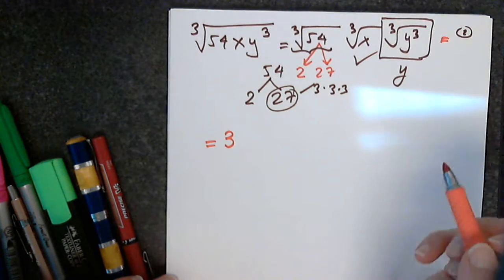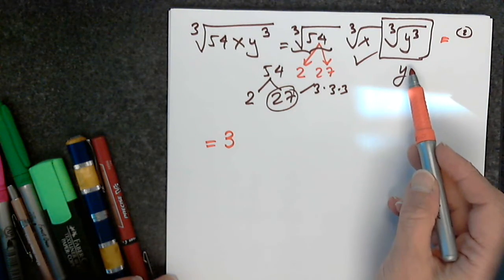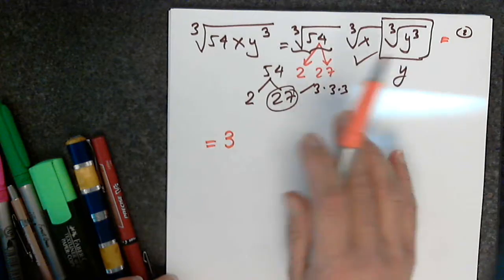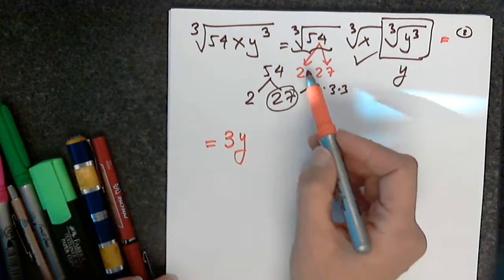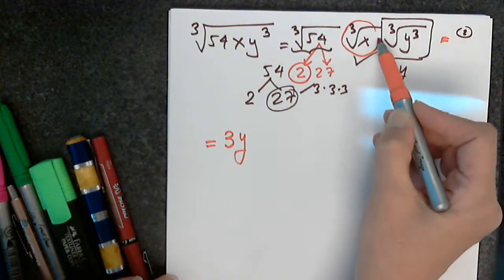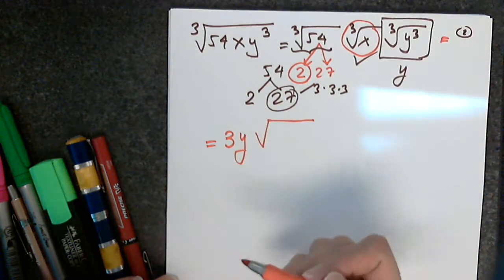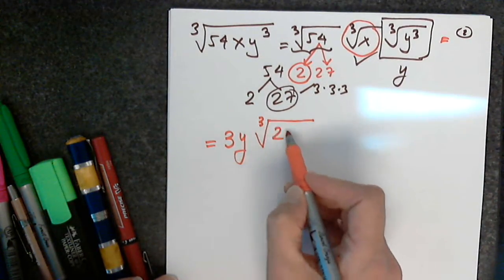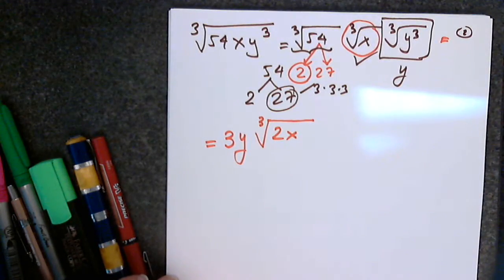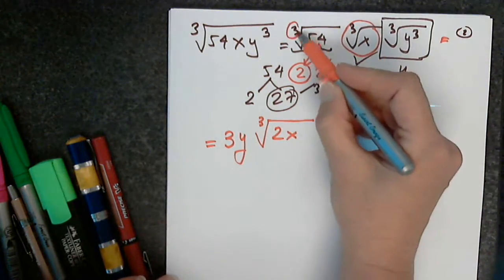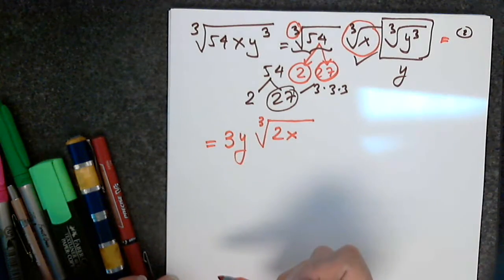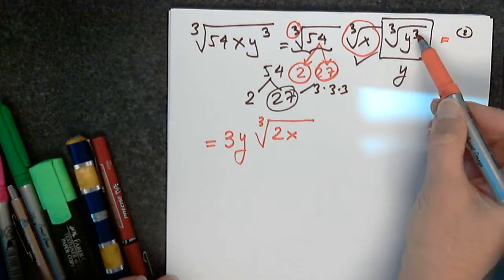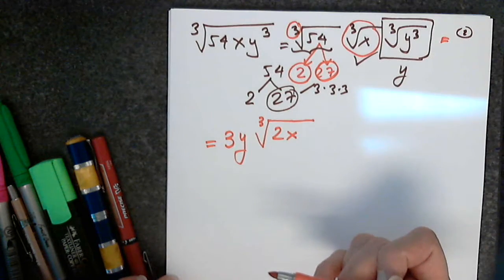3. There is no square root here. 3y. And this is left over and this is left over, and they have to be under what root? Yes, 2x. Where did 3 come from? The cube root of 27 is 3. The cube root of y cubed is y.